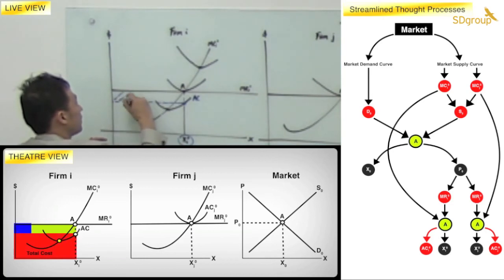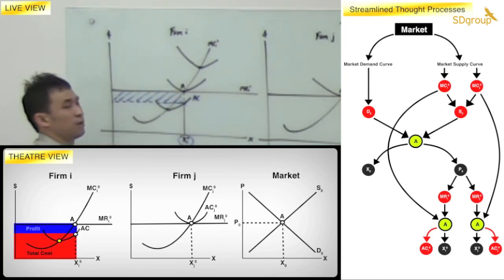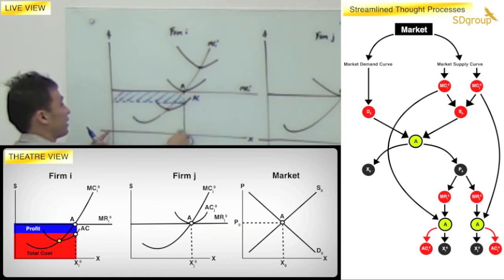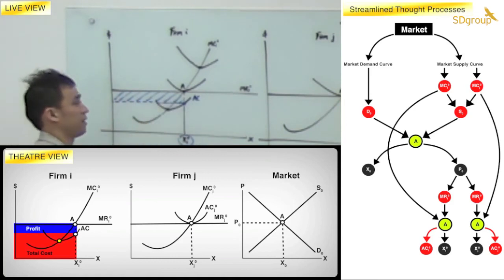And this area will be my what? Profit. Right? Total revenue is this area. Total cost is this area. Total revenue is bigger than total cost. So this area will be my profit.